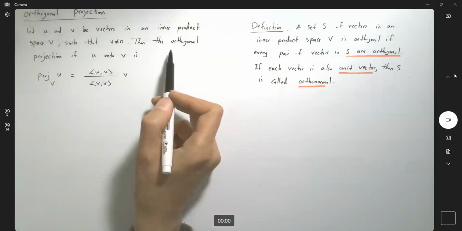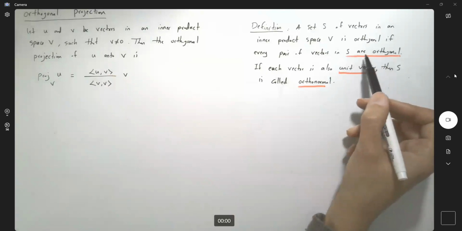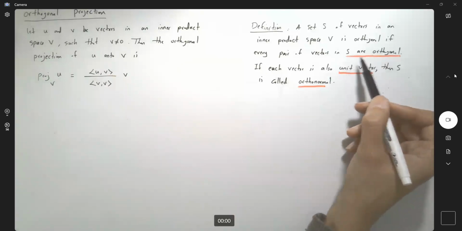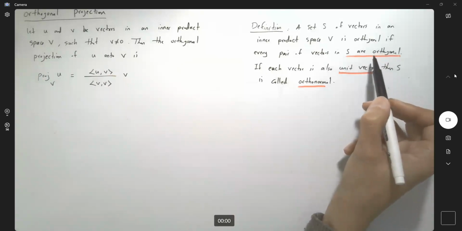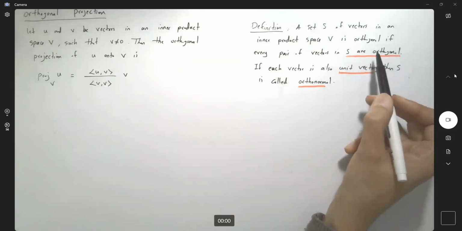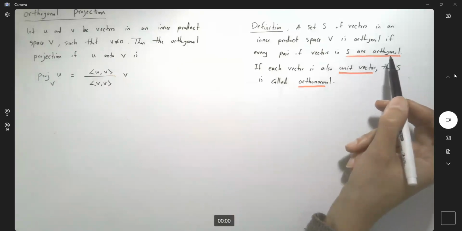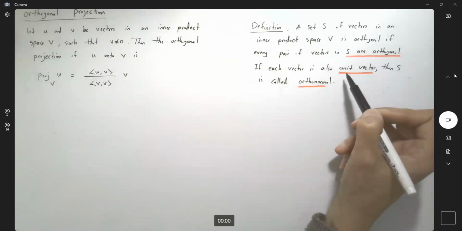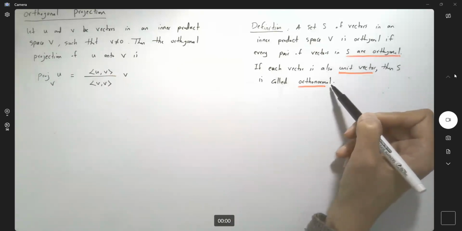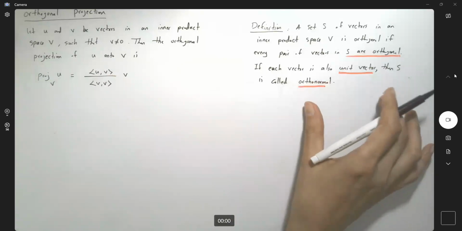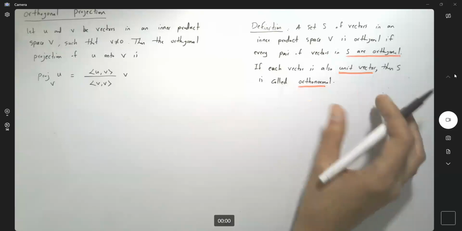So far, we talked about orthogonal projection. Now, if you have a set that has pairs of vectors perpendicular to each other or orthogonal to each other, we say that S is an orthogonal set. If each vector in S is also a unit vector, you call S orthonormal. Why is it important? Because we can define orthonormal bases for different vector spaces.